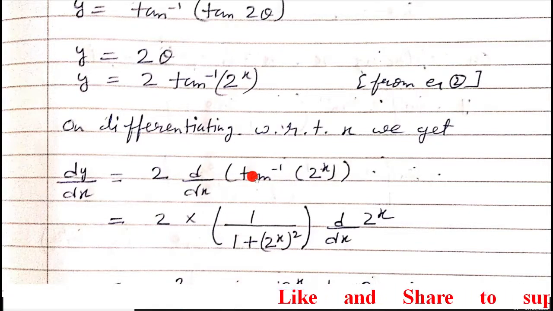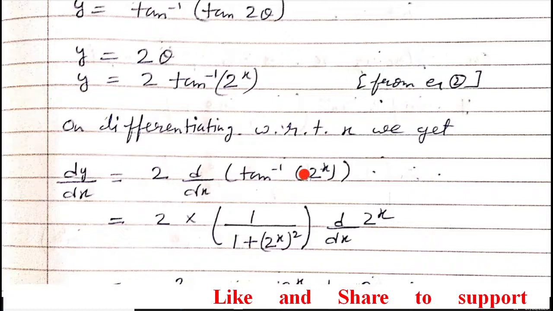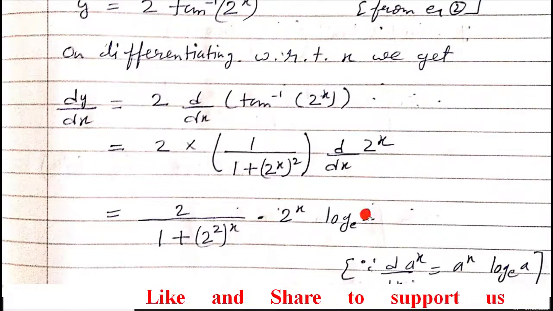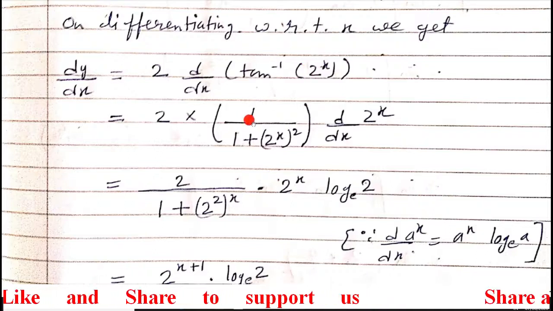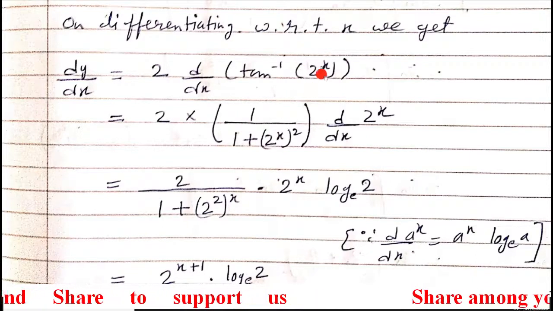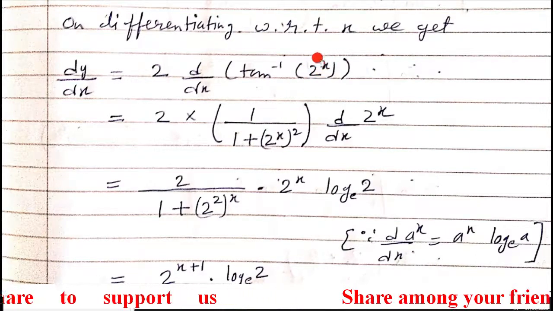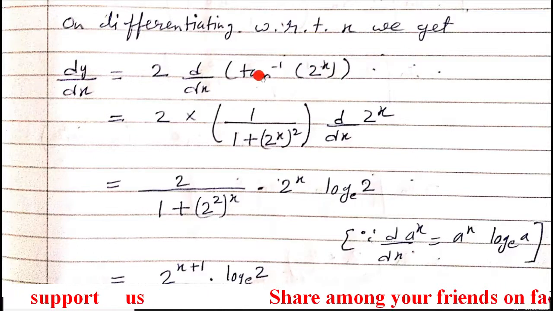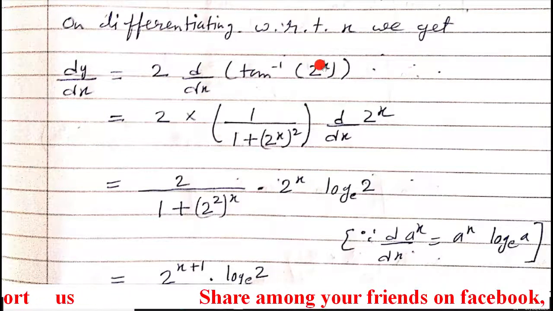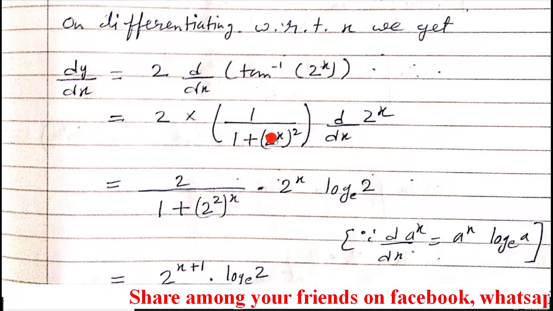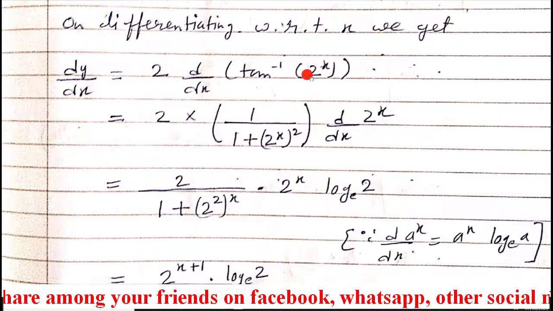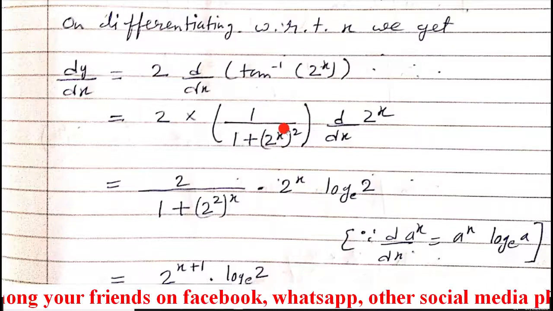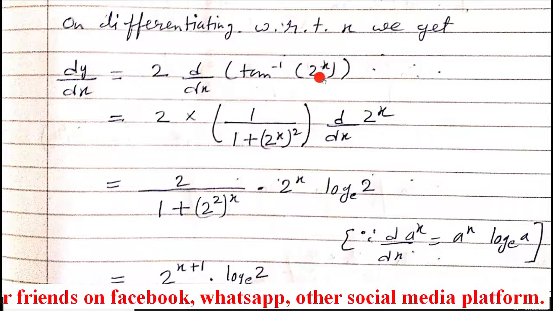So it is tan inverse of 2 to the power x. The tan inverse x formula is 1 upon 1 plus x square. When we differentiate it, we will assume it as x. What is the formula of differentiation of tan inverse x? 1 upon 1 plus x square. That's why it came 1 upon 1 plus x square, meaning 2 to the power x whole squared. But it is not just x.